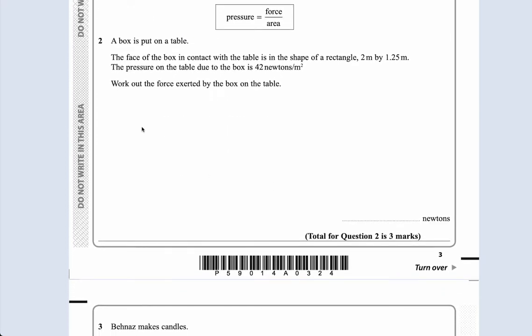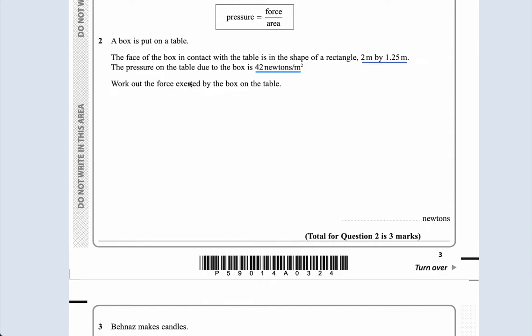Okay, question 2. It tells us pressure is equal to force over area, although you should know that. A box is put on a table. The face of the box in contact with the table is in the shape of a rectangle, 2 meters by 1.25 meters, right? So that's the first bit of information. It says the pressure on the table due to the box is 42 newtons per meter squared. So that is the pressure.